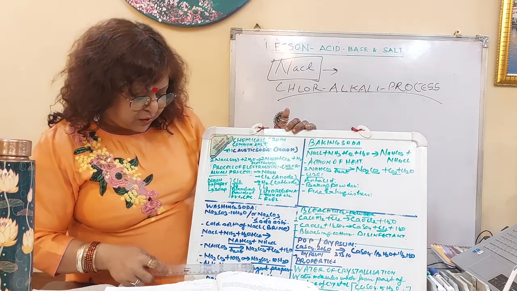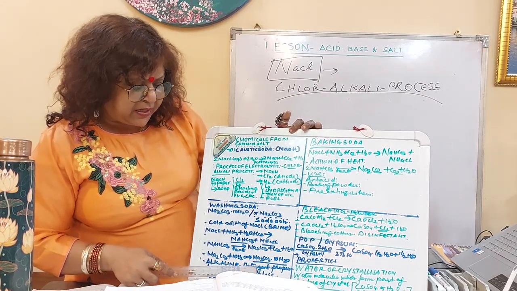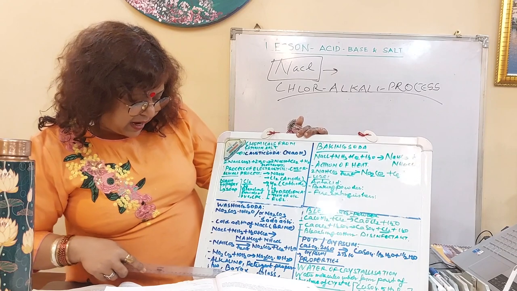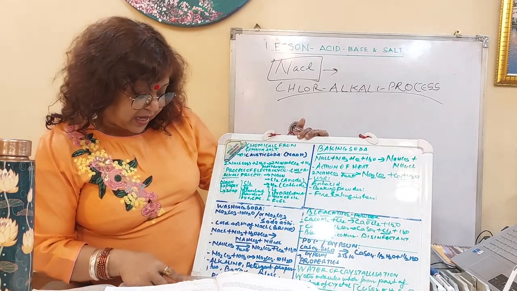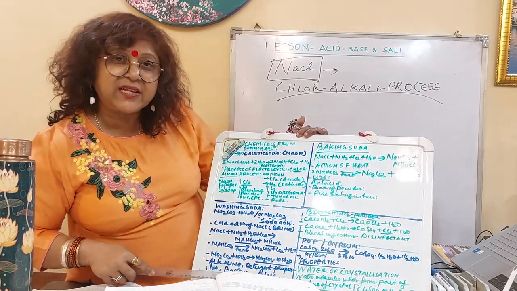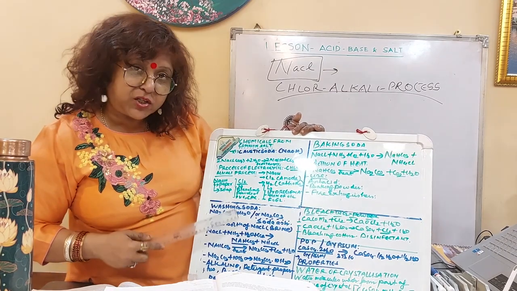And what are the uses of this? Where is it used? It is used in detergents, in making of borax, in glass factories, paper industries, etc. So this was about washing soda.